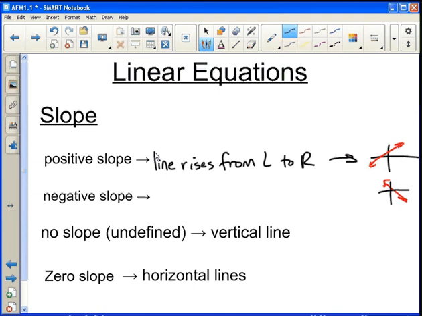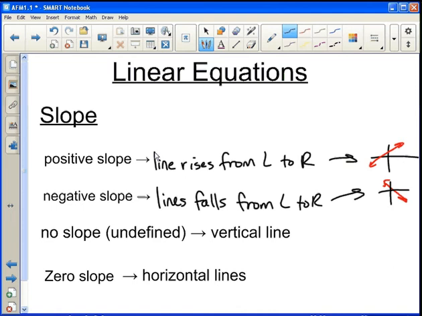A negative slope, the line falls from left to right. Just remember, you read it the same direction you read anything, left to right. And again, you've got an example right over here. The red line is falling, so it's a negative slope. It's very important you keep these next two straight.